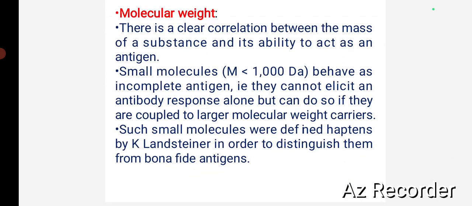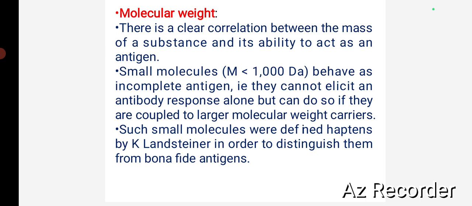Next one, molecular weight. Generally, molecules elicit the antigenic property based on molecular weight. There is a clear correlation between the mass of a substance and its ability to act as an antigen. Smaller molecules, for example, molecules less than 1000 Dalton, behave as incomplete antigens. That is, they cannot elicit an antibody response.